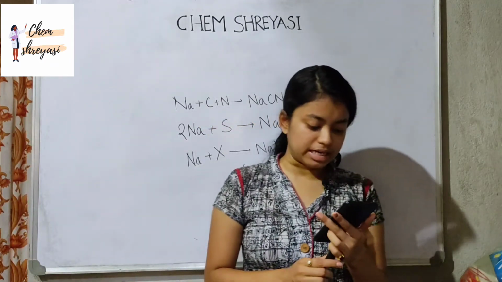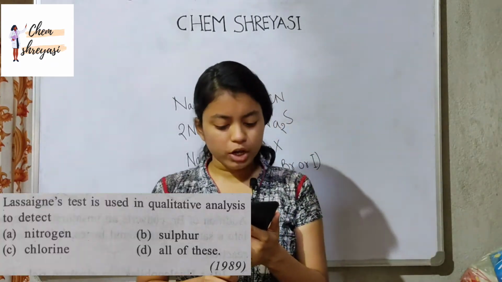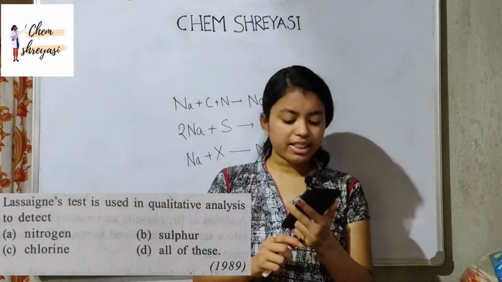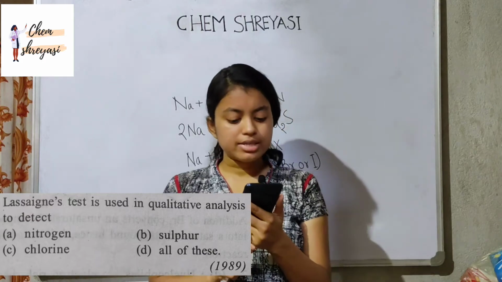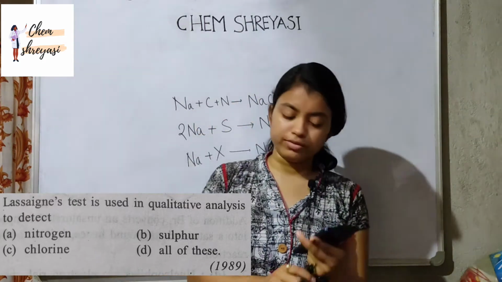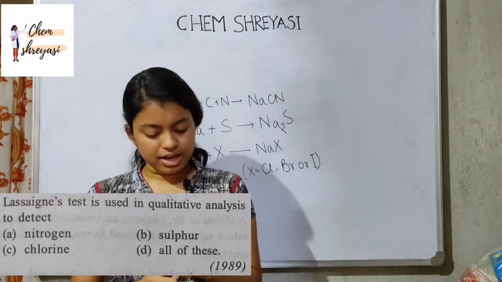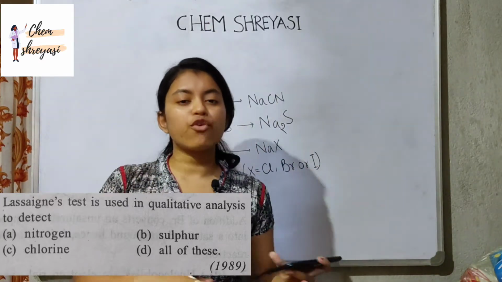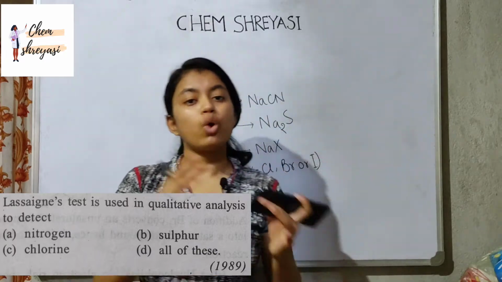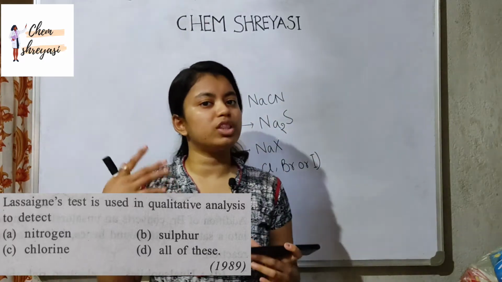So my second question is: the Lassaigne test is used in qualitative analysis to detect, and there are four options. Option A says nitrogen, B says sulfur, C says chlorine, and D says all of these. So in the Lassaigne test, the elements present in any compound transform from covalent compounds to ionic compounds by fusing with sodium.